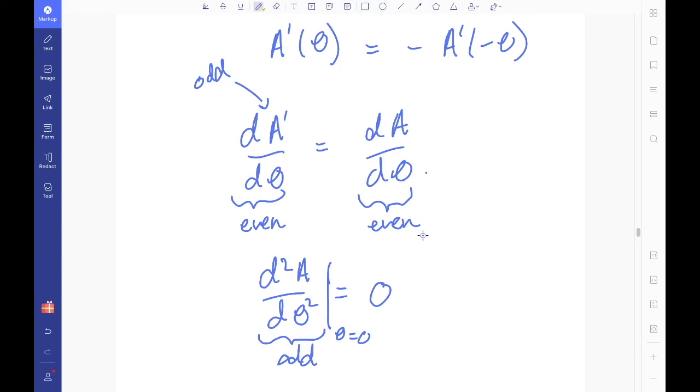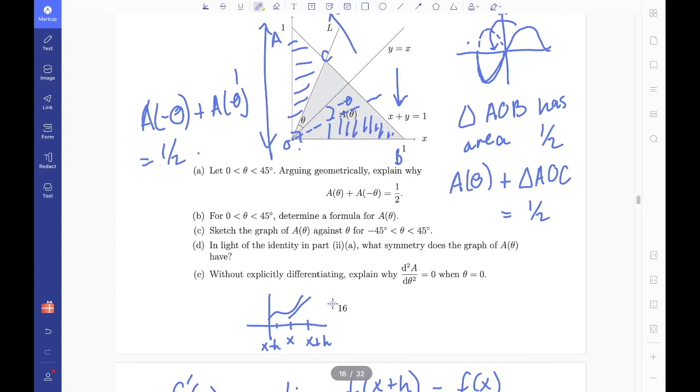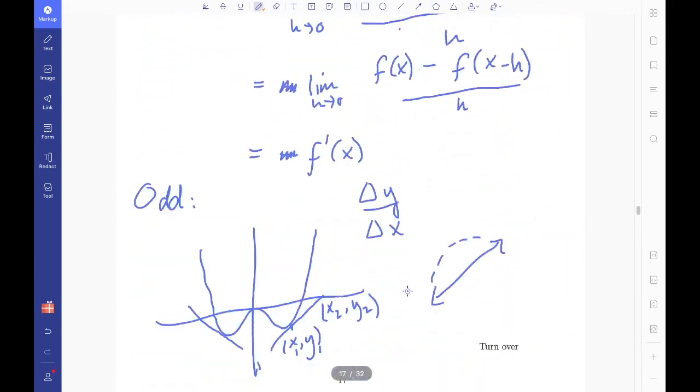Okay, so I think that finishes that question. That question is solved. I didn't explicitly differentiate anything, and I have explained why it equals 0. So yeah, that's question 4 solved.